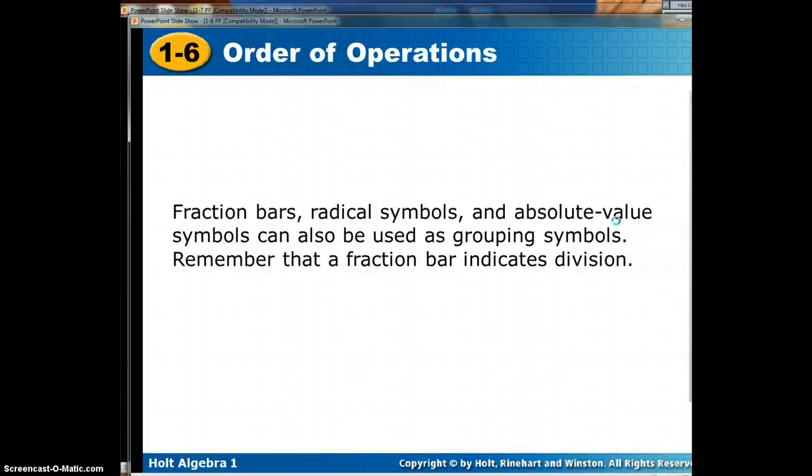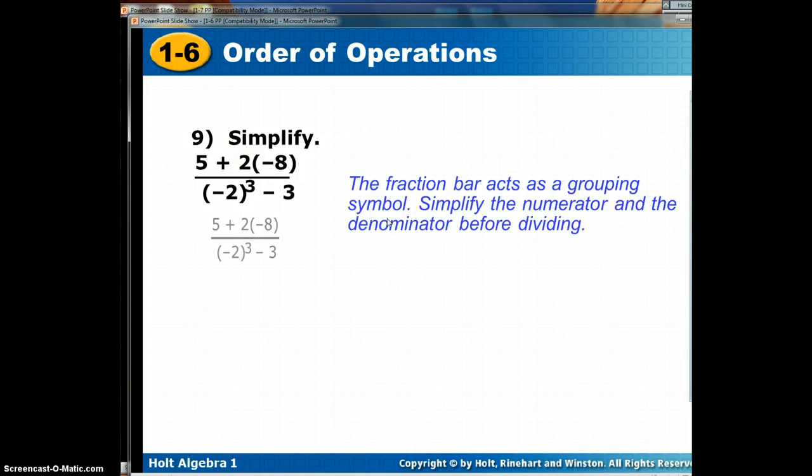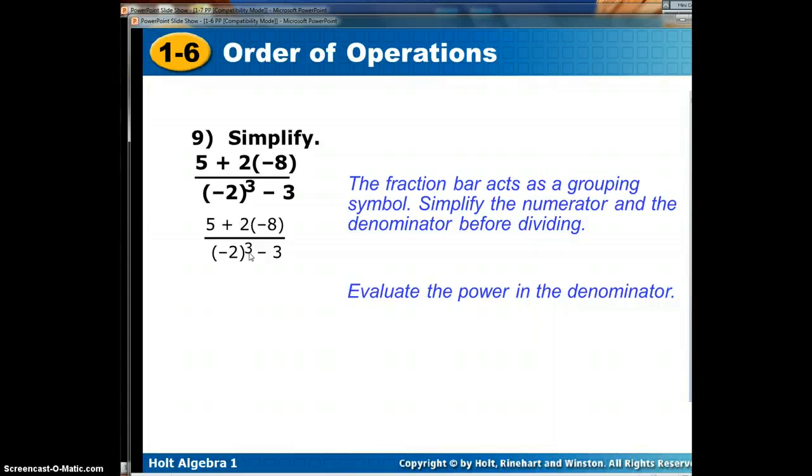Okay, fraction bars, radical symbols, absolute value symbols are also grouping symbols. So we'll see what happens in these next problems. This division bar right here is a grouping symbol. You have to do everything on top. Simplify it as much as you can. Simplify everything on the bottom as much as you can before you do that division. So, first thing we have to do on top is to multiply. Well, okay, we're going to do this exponent in the bottom first, I guess.